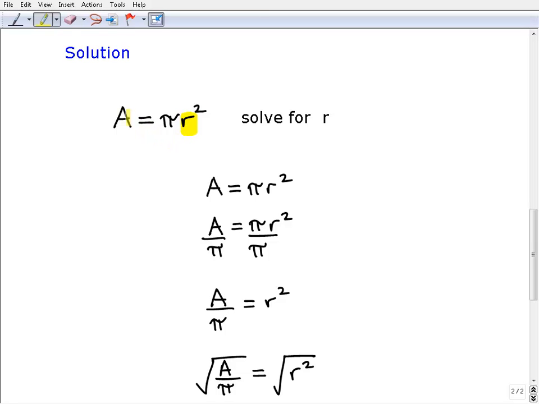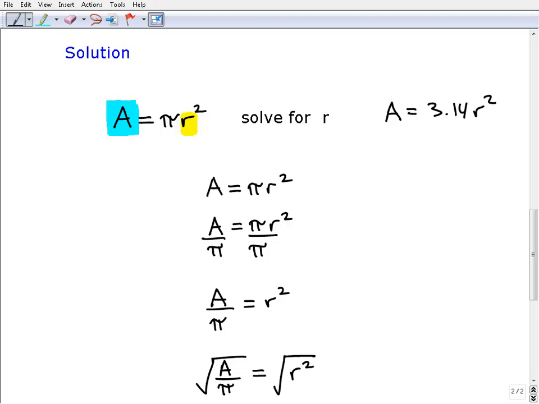So we have this other variable that we're going to have to deal with, A, and then pi, although pi right here is a variable, really represents a number, 3.14. So you could even think of this as the equation A equals 3.14 times r squared, just as a quick estimate. So conceptually, what we have to do is get r by itself. That's what it means to solve for a variable.